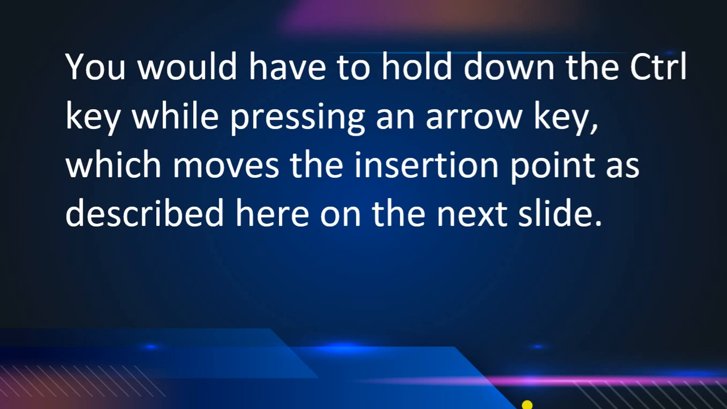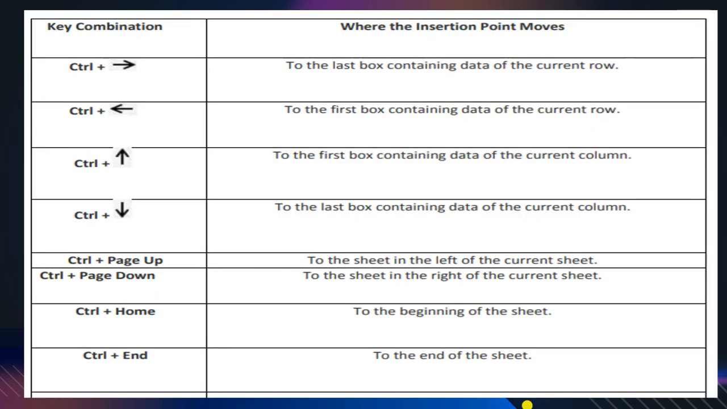You have to hold down the control key while pressing an arrow key, which moves the insertion point as described on the next slide. If you're going to use the control key with the arrow keys, there are some commands that will be followed in MS Excel. We learn them now. If you press the control key and the right key, it will point your insertion point to the last box containing the data of the current row. If you press control plus the left key, it will point the insertion point to the first box containing the data of the current row.